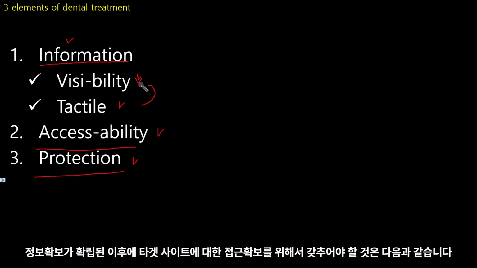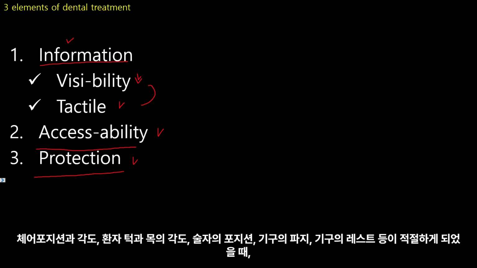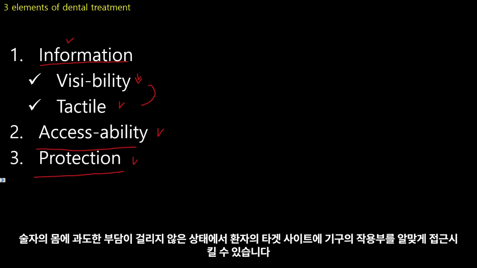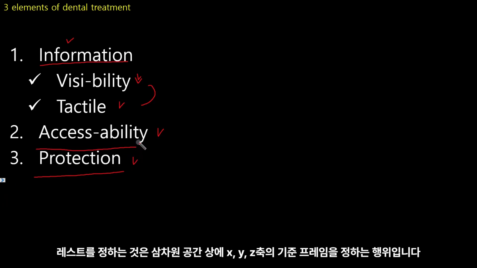After the information has been fully established, what is required to gain access to the target site is as follows. When the chair position and angle, the patient's jaw and neck angle, the operator's position, the grip on the instruments, and the instrument rest are all properly adjusted, you can approach the patient's target site with the working end of the instrument without putting excessive strain on the operator's body. Setting the rest means establishing the XYZ axis reference frame in 3D space.